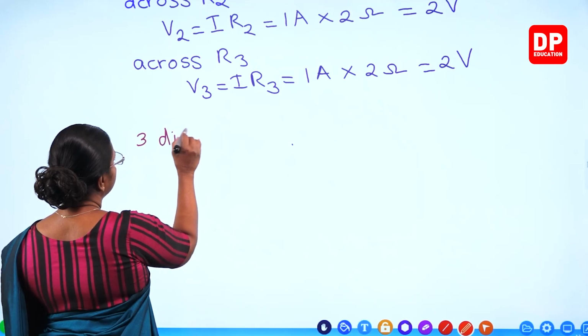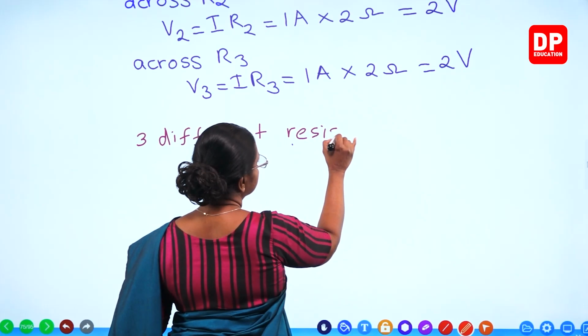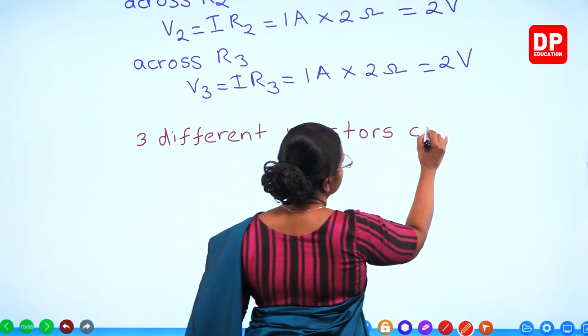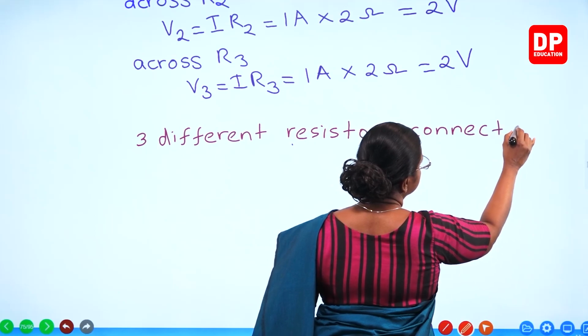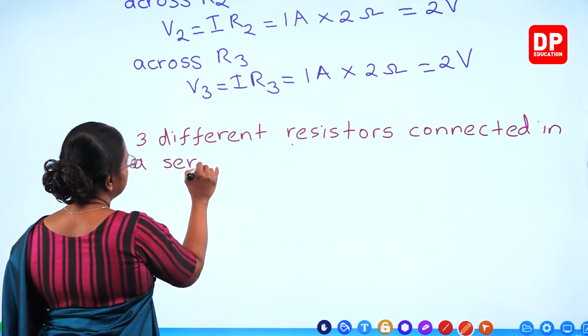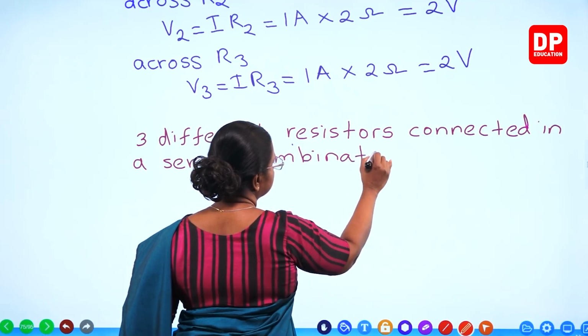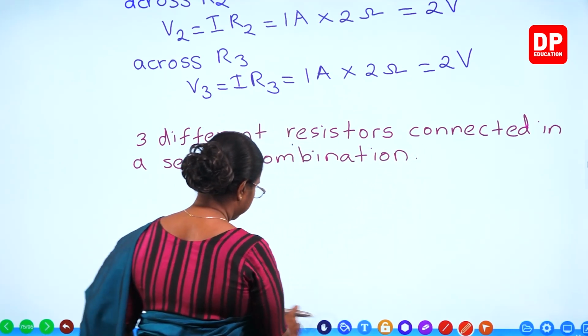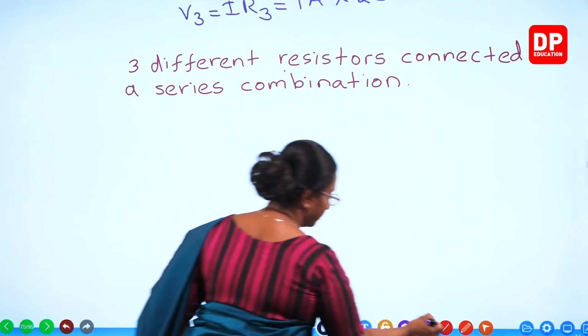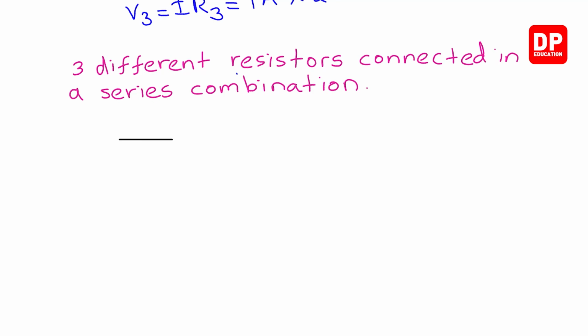Three different resistors connected in a series combination. We need to have 3 resistors with different values.